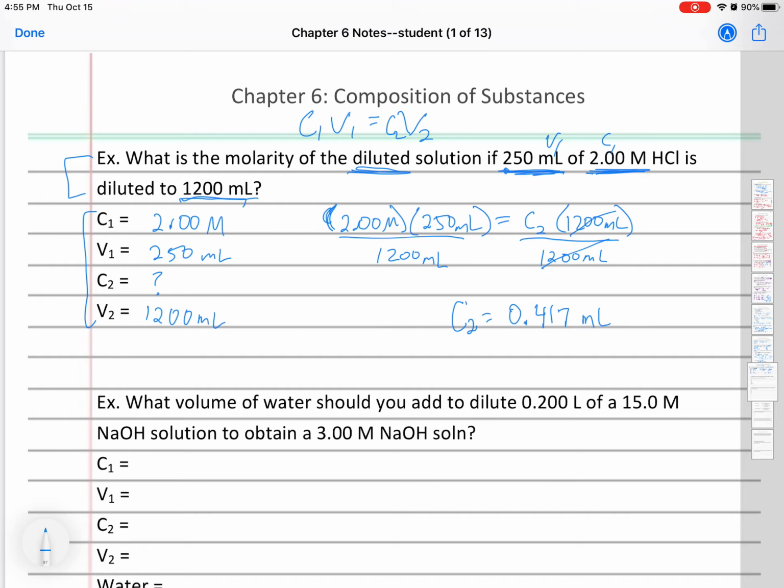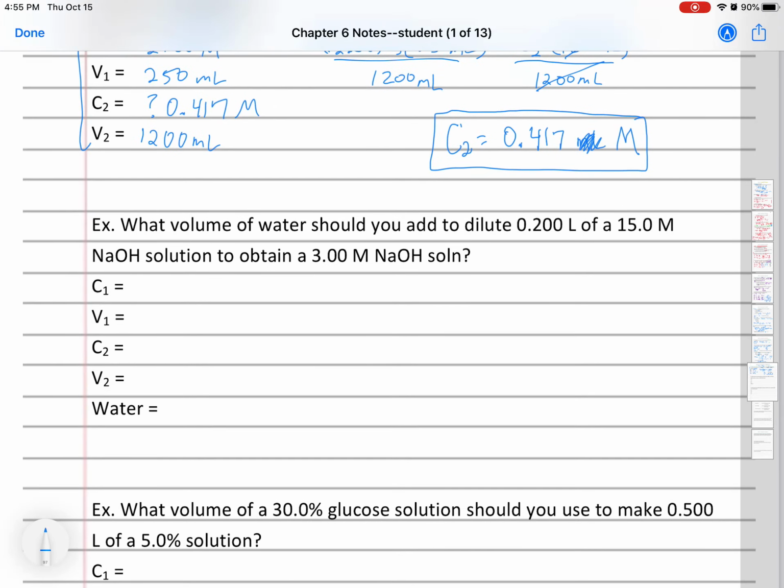So 0.417 milliliters is all I need. Or is the concentration? Nope, sorry. This is a concentration. It's not going to be in milliliters. It's going to be in molarity. So the molarity, the concentration of the final solution, is going to be 0.417 molar. And this makes sense. We would expect it to be less than 2 because the concentration is going down. We're diluting it. So if this number came out to be greater than 2, that would be a problem. All right, let's do another one.